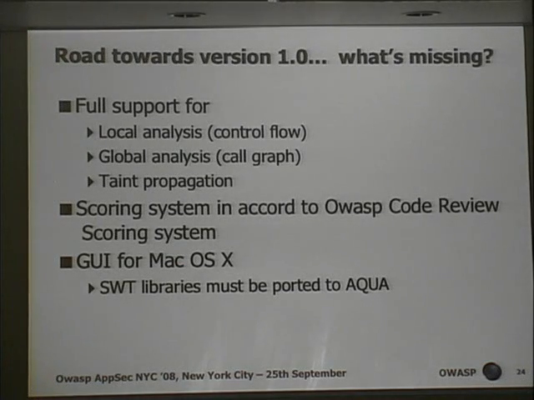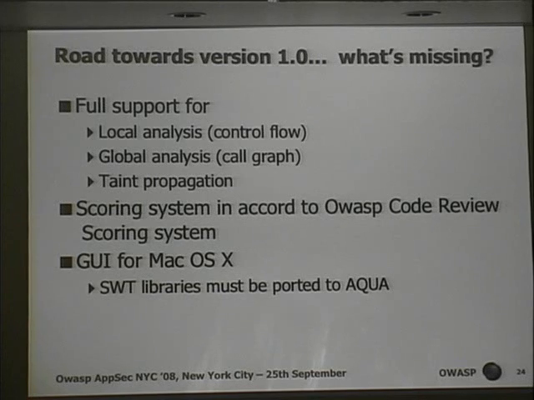So, what's missing between now, 25 of September, and version 1.0? The full support of the remaining 3 measure points: local analysis, I mean control flow analysis; global analysis, the call graph, that will be the very challenging point of the major version; and taint propagation. I mean, now I can check when variables are declared, but not when variables are modified.